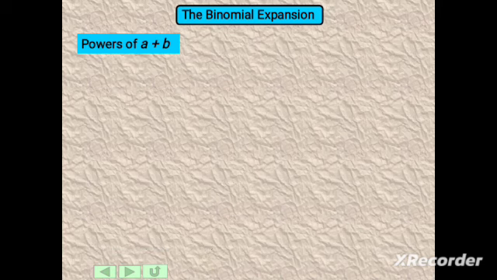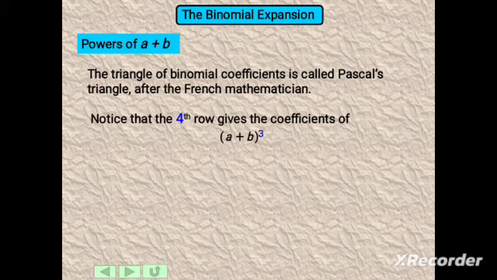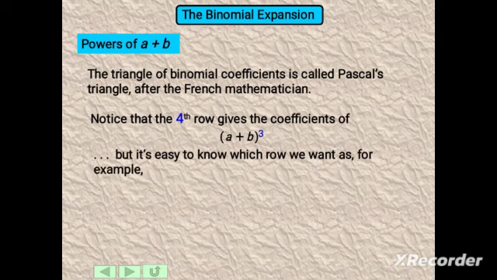And so we have that the triangle of binomial coefficients is called Pascal's triangle, after the French mathematician. Now we notice that the fourth row gives the coefficients of (a + b) raised to power 3, but also it's easy to know which row we want. For example, we can use (a + b) raised to power 3. That means we'll start with 1, 3, then something, because it will be 1, 3, 3, 1.